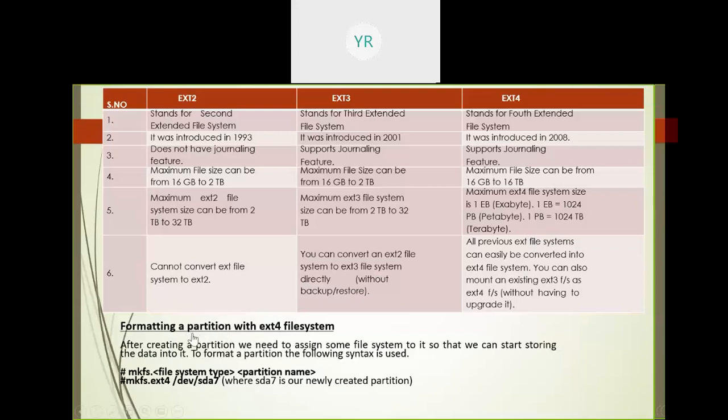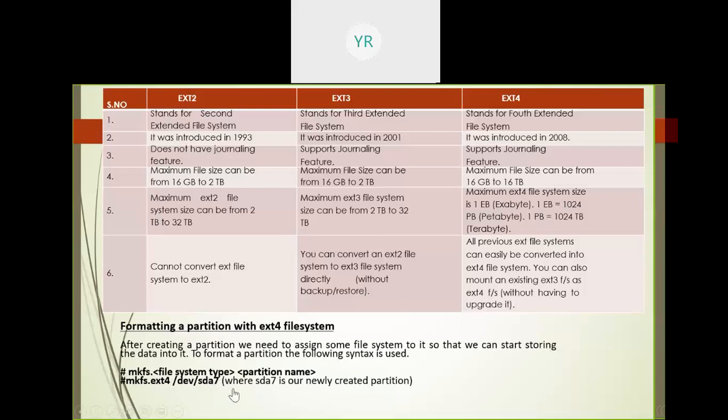I think you understood why we need to format a partition with a file system. Just now I told you. So what is the reason? If you apply a file system on a particular partition, it will store the data in an organized way. A file system keeps the data on a partition organized. For that, we need to use the command mkfs.filesystemtype. Suppose it is ext4, we need to use mkfs.ext4 and that particular partition, for example sda7, which means the 7th partition on the sda disk. Okay, I will show you the entire thing.